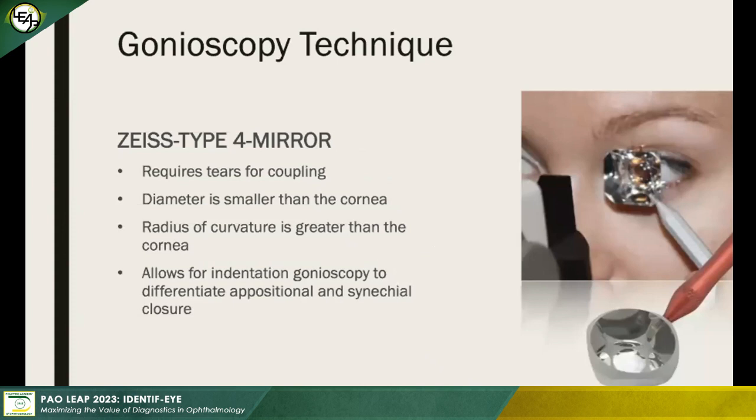If you are using a Zeiss Type 4 mirror lens, you don't really need much. You don't need any methylcellulose coupler. All you need is to anesthetize the eye. Again, the diameter is smaller than the cornea, and the radius of curvature is greater than the cornea. So this allows for indentation gonioscopy to differentiate appositional and synechial closure.